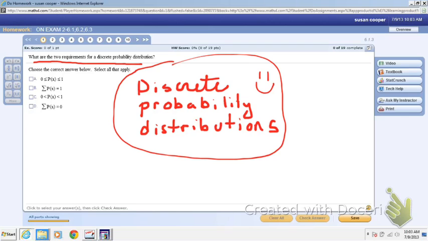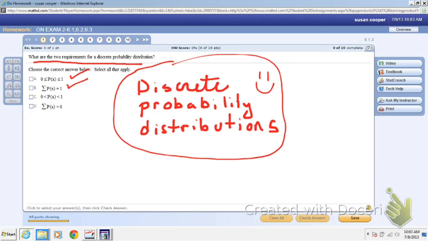And it says select all that apply. So let me talk through it. Is it true that the probabilities have to be between 0 and 1? And by now you've been in class or you've read a lot, so you know that's true. Is it true that the sum of all the probabilities in the discrete probability distribution should equal 1? Yes, that's true.